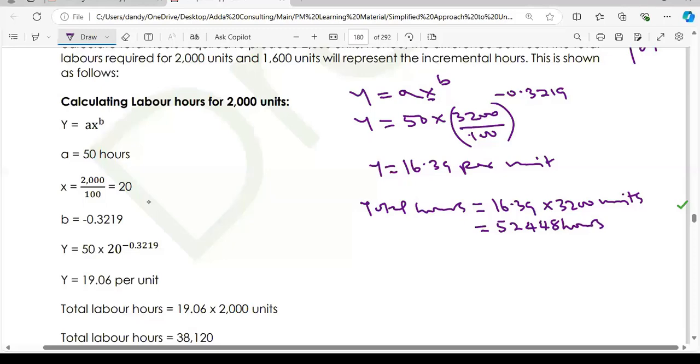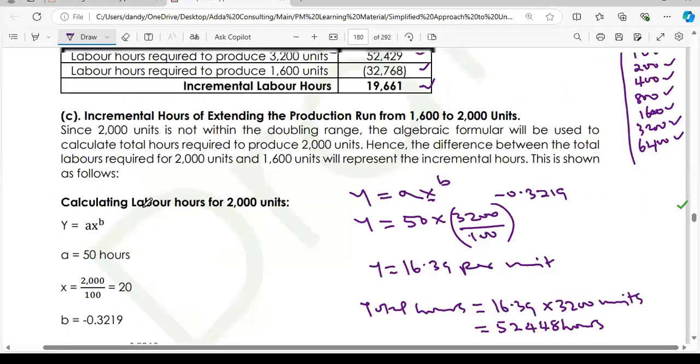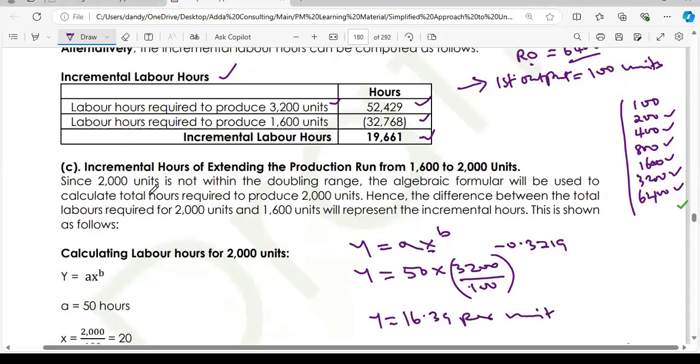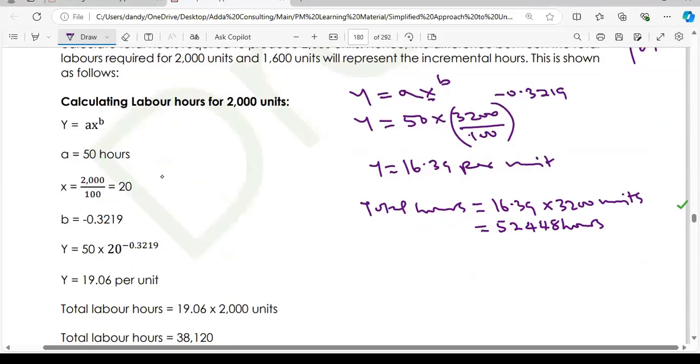So I will now find the difference between this and the first one. Of course, the difference is just due to rounding. Incremental hours would then be equal to 52... If you use the numbers you have in your calculator, of course, it will be much more exact. Let me use the number I have in the calculator and redo it and see the difference.